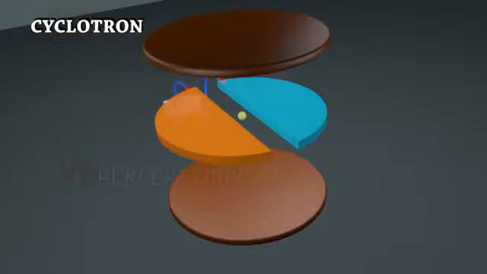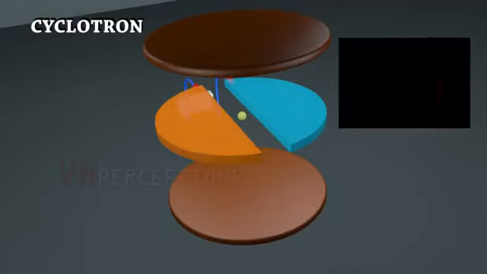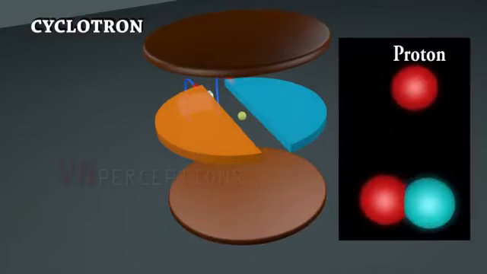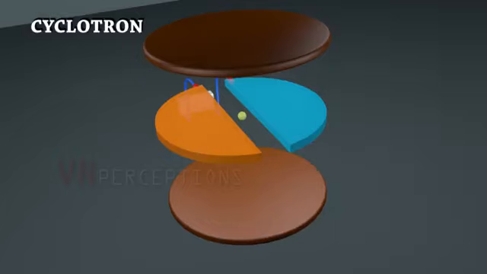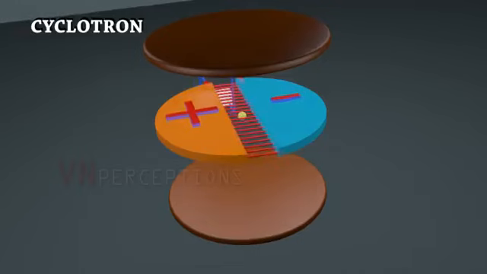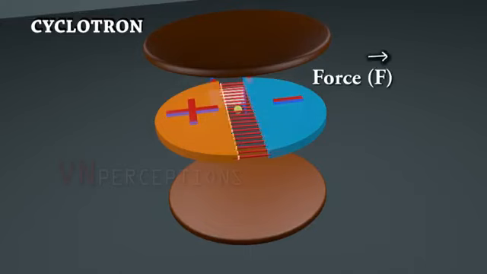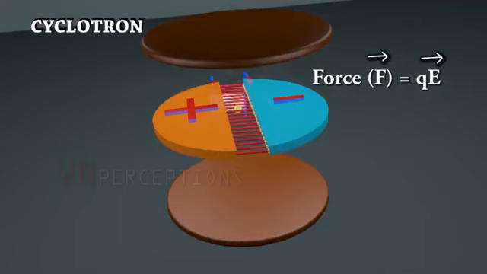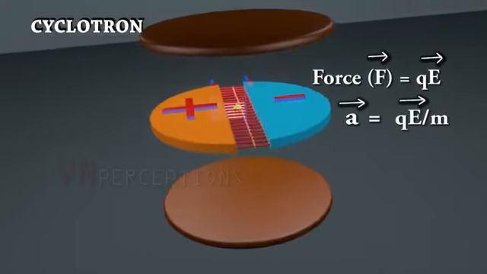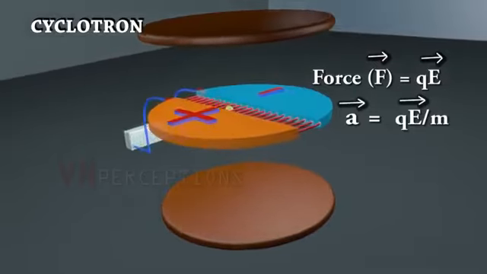When we place a positively charged particle, which may be a proton or a combination of proton and neutron, since D1 is positive and D2 is negative, there is an electric field between them. A force acts upon the charged particle in the direction of E. Because of this force, the charged particle accelerates, and its speed increases till it enters the D.